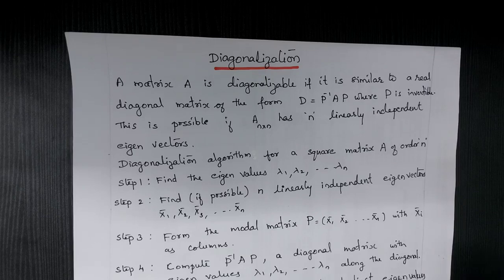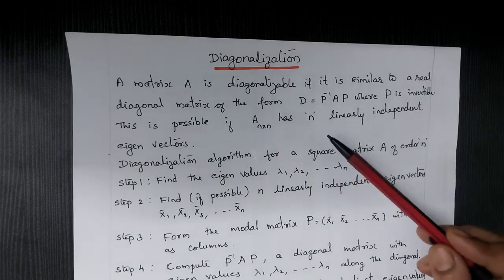No. Diagonalization is possible only if an n by n matrix A has n linearly independent eigenvectors.